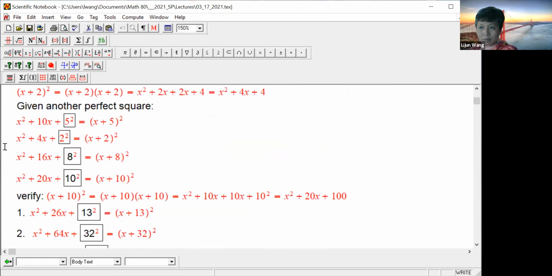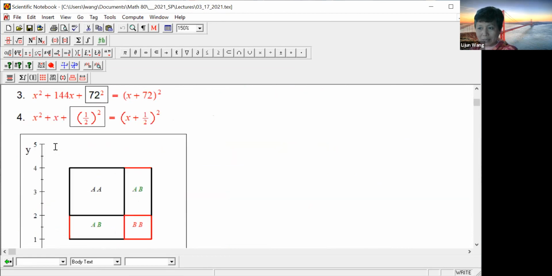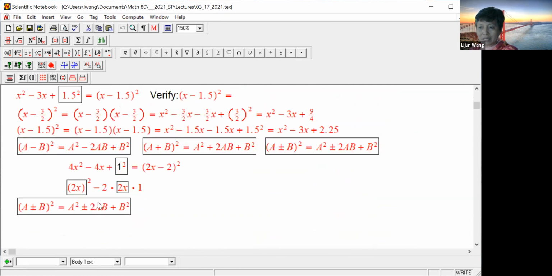So A is X, you don't have to worry about it. But in this case, however, you have to identify the A. How do you identify the A? 4x squared, if you write it in a perfect square, it's 2x squared. And therefore the B is gonna be what? 1 squared, 1. And this will work.